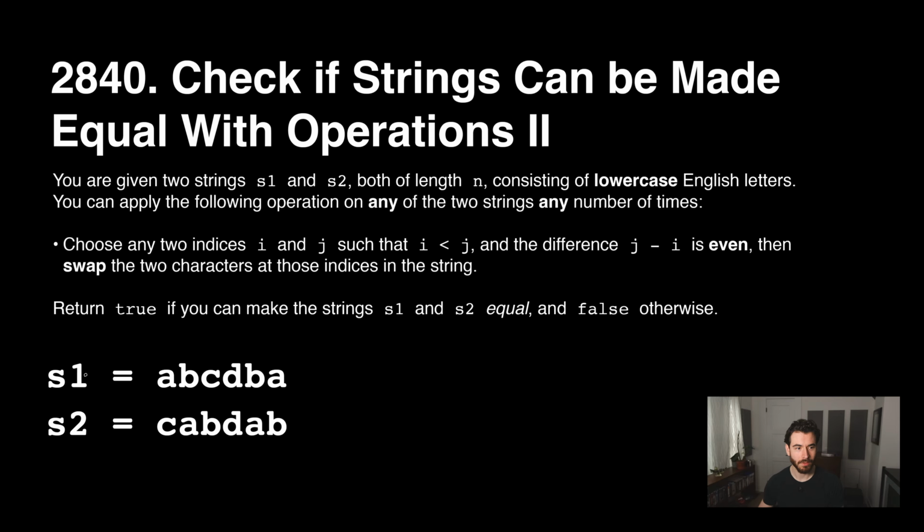So in this problem, we're given two strings, S1 and S2. They both have the same length of n and consist of lowercase letters. And we want to see if we can modify one of the strings to make it equal to the other string. So what kind of modifications are we allowed to make? Well, we can pick any two indices, i and j, and if the difference between i and j is even, then we can swap the two characters at those indices in the string. And if after any number of swaps, we're able to make these two strings equal to each other, then we can return true, but otherwise we have to return false.